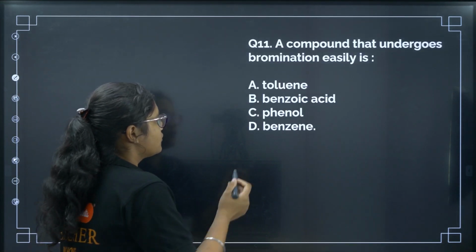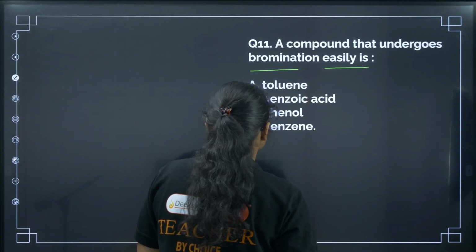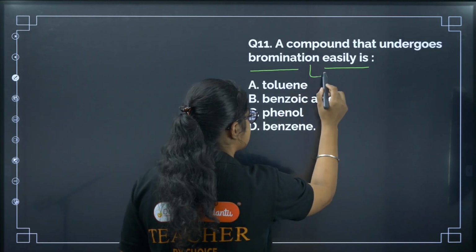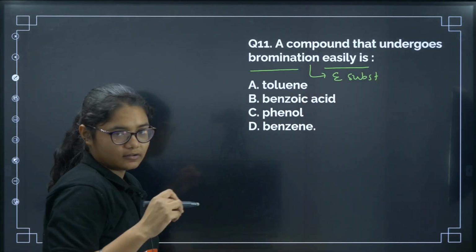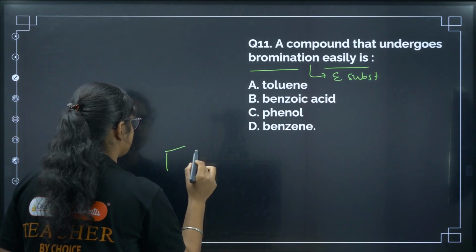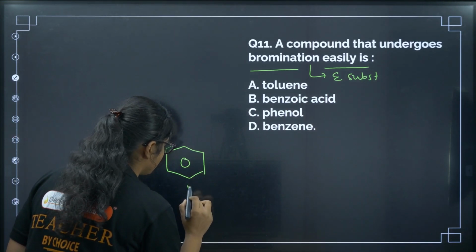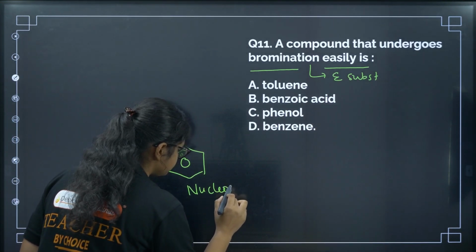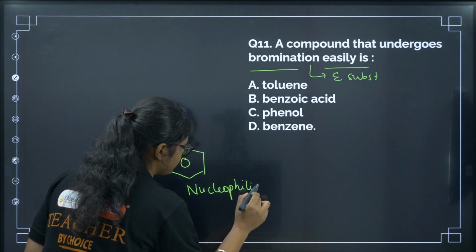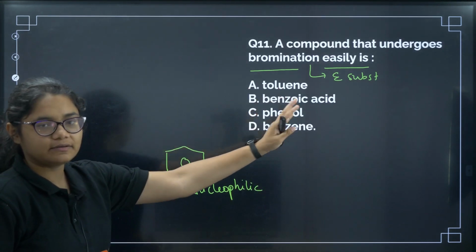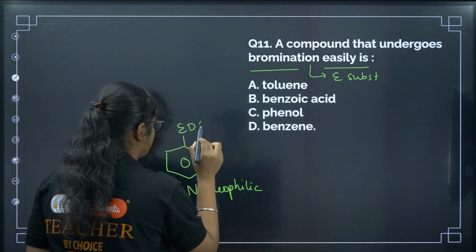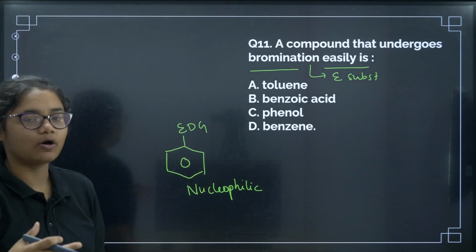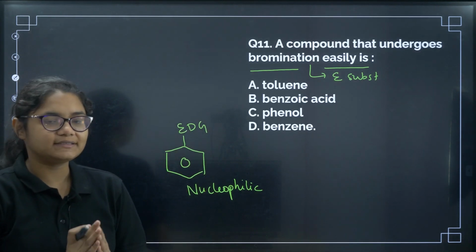A compound that undergoes bromination easily is. So see, when we do bromination, that is an electrophilic substitution reaction, right? So the benzene ring, to accept this one, should be more nucleophilic. Okay, so if it is highly nucleophilic, it can react easily with the electrophile. Now to make it nucleophilic, we need an electron donating group, which can activate the ring or can increase the electron density on the ring.